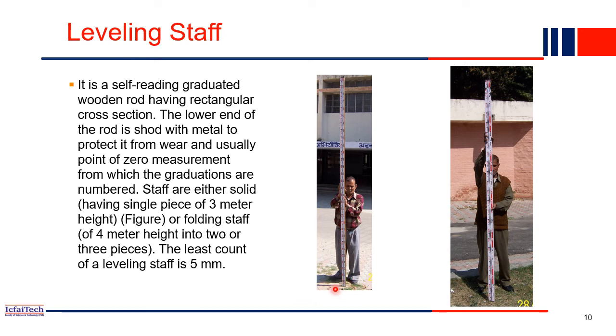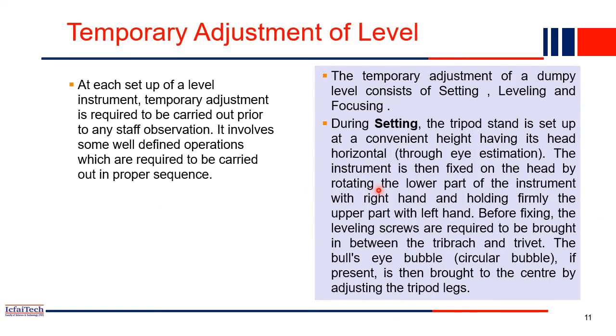Basically, one person will be holding this staff at one end, and another person will have the instrument. So here also a minimum of two persons is required: one is the surveyor, and another is the staff assistant. And see the way the staff has to be kept. The staff will be exactly vertical, it is not inclined. So in that fashion you have to keep the staff. Sometimes the staff is very long, or a folded staff may also be available. This we call the leveling staff.